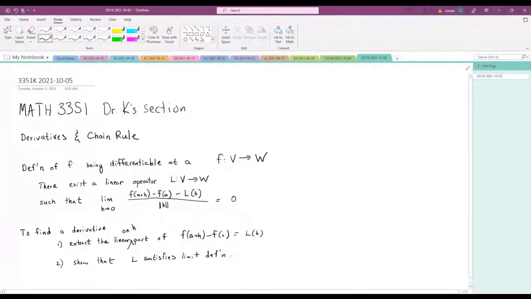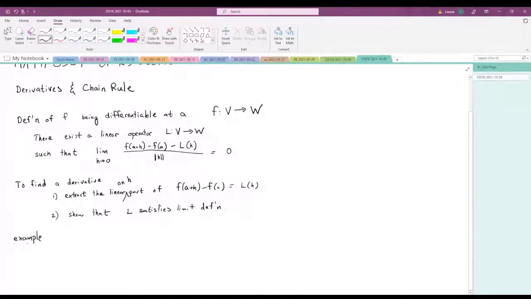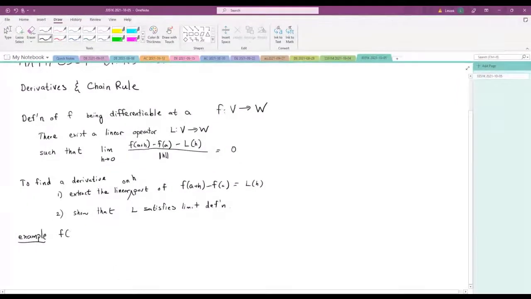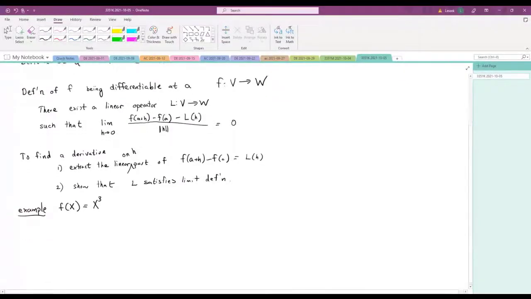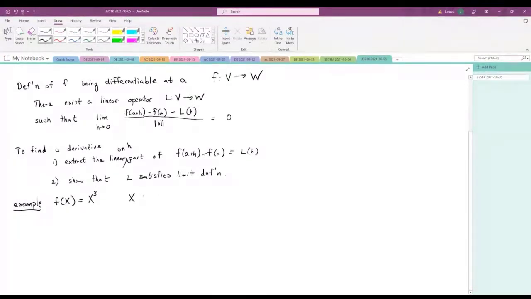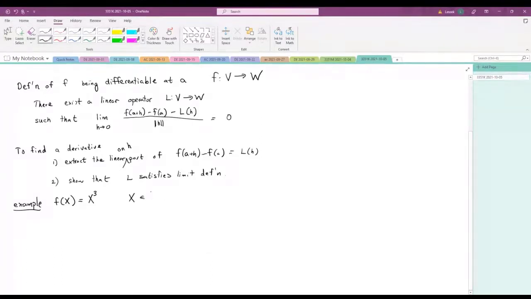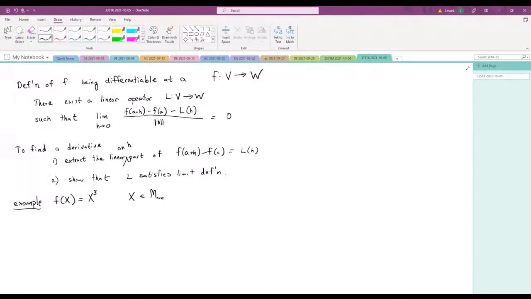So I'm going to use a non-obvious example. Here we're going to have a matrix equation. It doesn't matter, say f of x is some power of x, let's say x cubed. So if I wanted to try to see if this function is differentiable at some point, x is a matrix. It's a square matrix, so let's just say n by n matrices over the real numbers. Such a matrix might represent a linear operator.